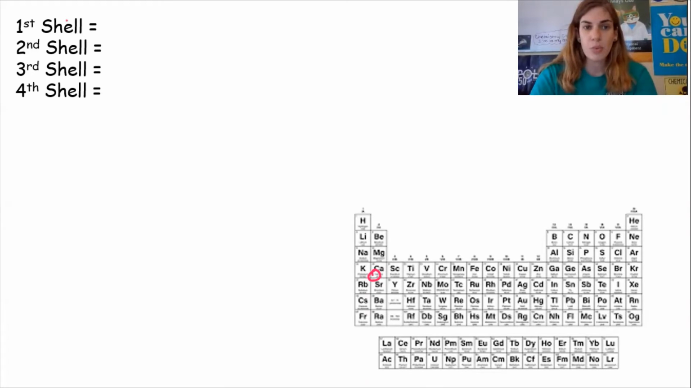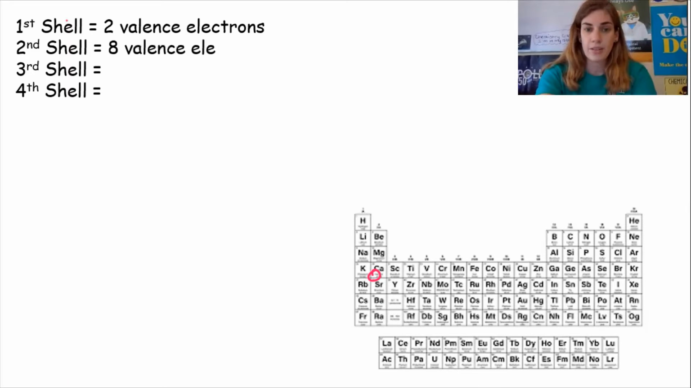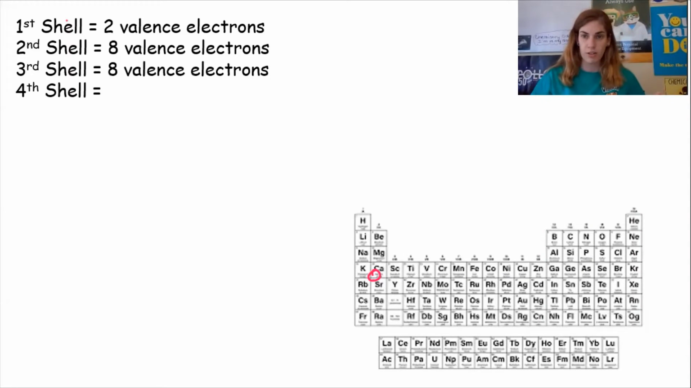So we have not learned what's called electron configuration yet, which again would make a little bit more sense, but we just don't have time to go into that this unit. What we have talked about so far leading up with Bohr models is that the first shell can only hold 2 valence electrons, and then every other shell past that can hold 8 valence electrons. And that is still true. Every shell past the first shell can hold up to a maximum of 8 valence electrons.